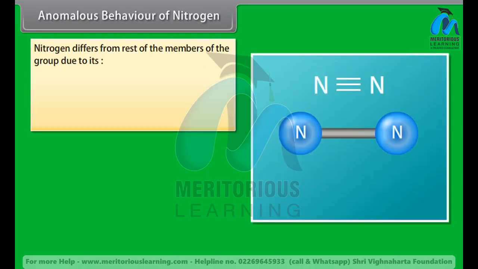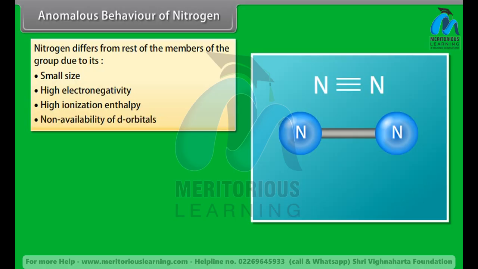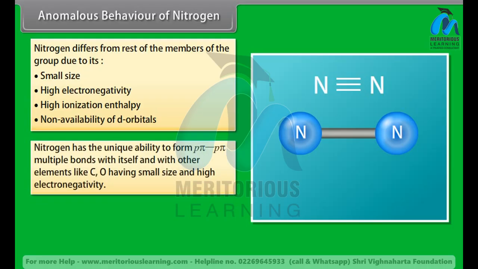Nitrogen differs from the rest of the members of the group due to its small size, high electronegativity, high ionization enthalpy, and non-availability of d orbitals. Nitrogen has the unique ability to form pπ-pπ multiple bonds with itself and with other elements like carbon and oxygen, having small size and high electronegativity. Thus, nitrogen exists as a diatomic molecule with a triple bond between the two atoms having high bond enthalpy 941.4 kJ per mole.